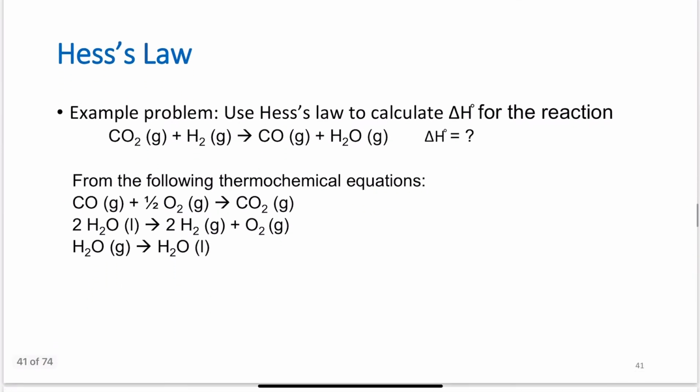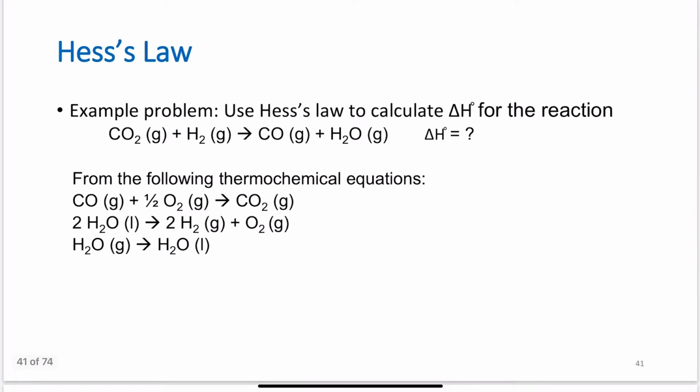So let's go ahead and apply Hess's Law. Example problem. Use Hess's Law to calculate delta H for this reaction. So this is what I call your target reaction. It's what we're trying to find delta H of. These are your given reactions. I want you to manipulate these equations such that we obtain your desired reaction. How can we do that?